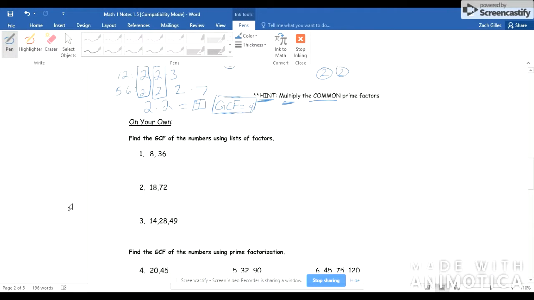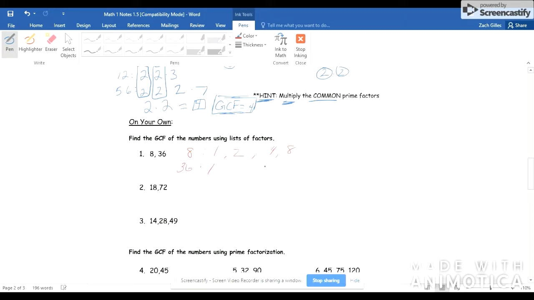All right, picking up where we left off with the Oyos, I will do one example here, and then please do the other ones on your own. Pause the video and come back to double check you're getting it right. So I'm going to use a list here for 8 and 36. Factors of 8: 1 times 8, 2 times 4, and those are all my factors.